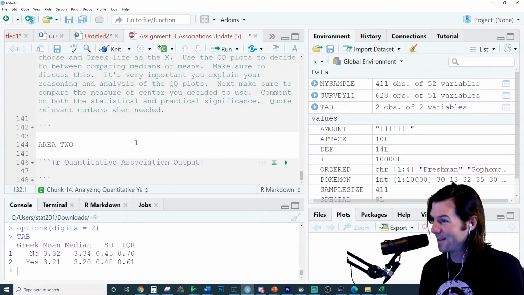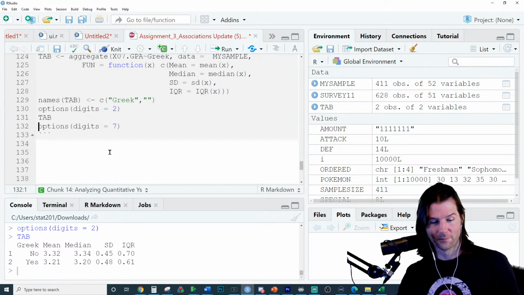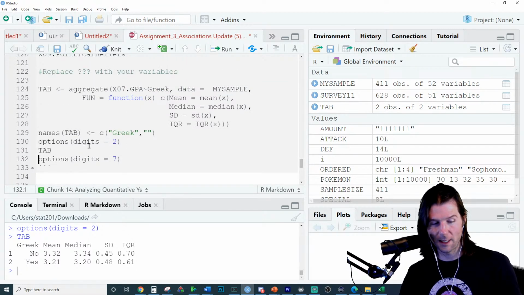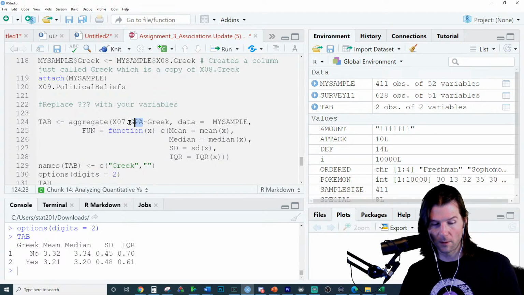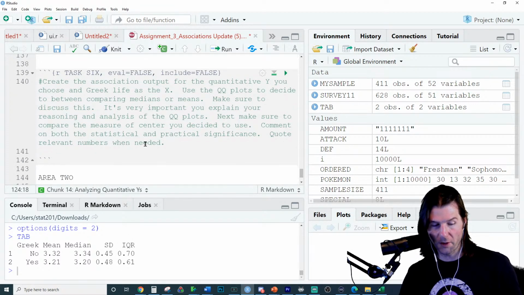You know what's so funny? I want 201 to tell me what we are about to view. 201, I need your help. Create the association output for the quantitative Y you choose. Use the QQ plus this side.